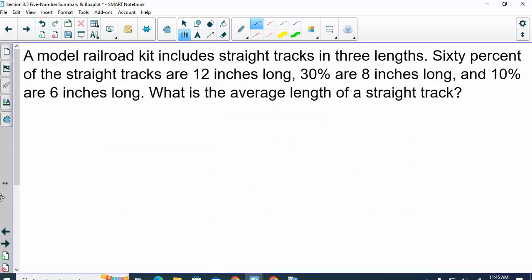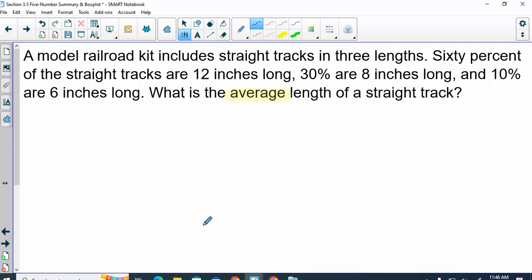Alright, look at this one. A model railroad kit includes straight tracks in 3 different lengths. 60% of the straight tracks are 12 inches long, 30% are 8 inches long, and 10% are 6 inches long. What is the average length of a straight track? So what would we do there? We could do like 12 times 6, 8 times 3, 6 times 4.